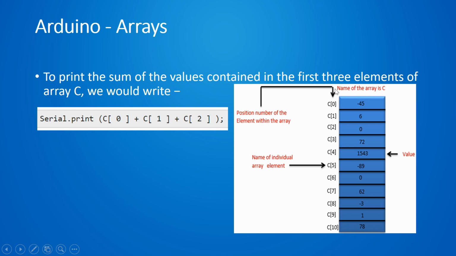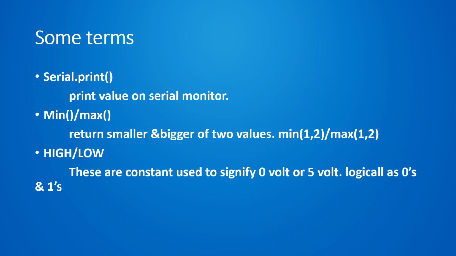Basically you can just do C[0] plus C[1] plus C[2], and for printing the output you can simply use Serial.print. It is used to print in the serial monitor. Some terms: Serial.print, min, max, HIGH, LOW. Serial.print prints a value on the serial monitor. min and max return the smaller and bigger of two values. You can see here something like min(1, 2) or max(1, 2). min(1, 2) will return 1 and max(1, 2) will return 2.